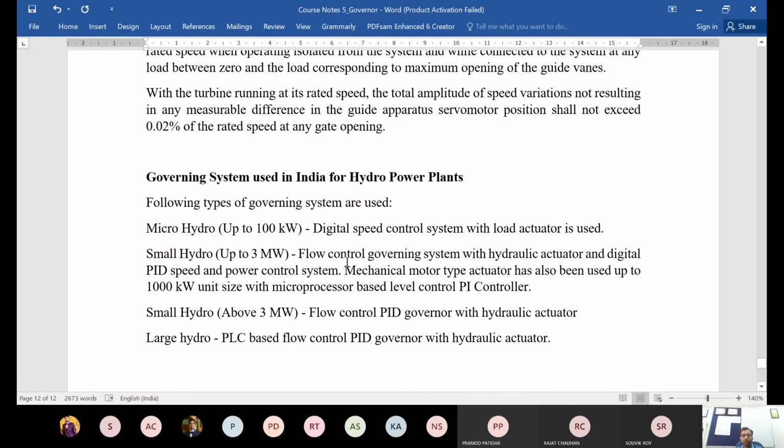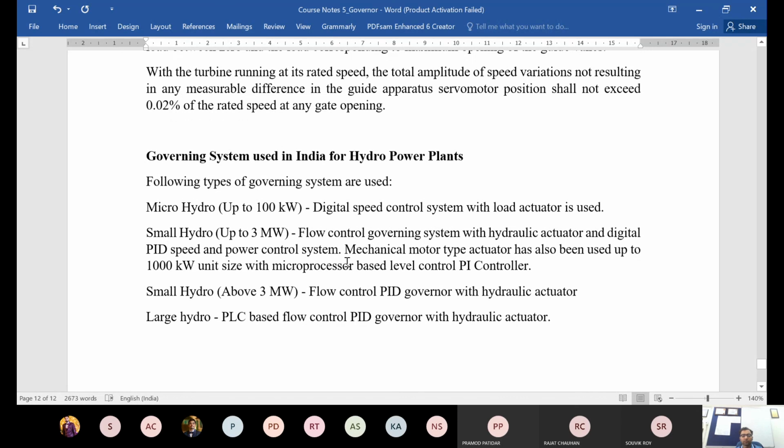Okay, so this is all the discussion on the governor mechanism. Any questions, anyone? Okay, so we will stop here.